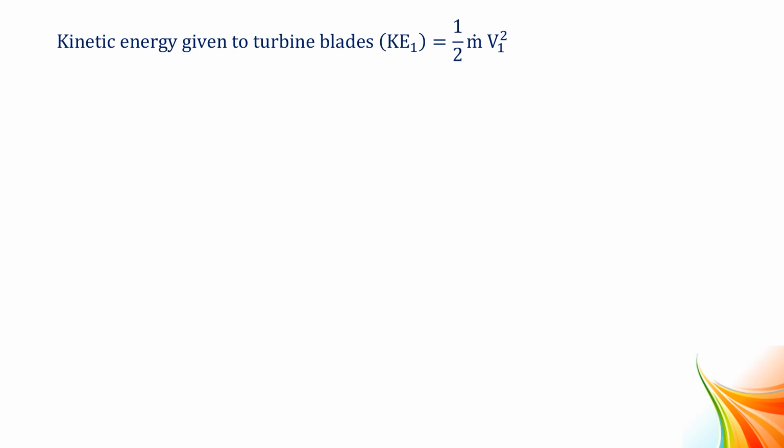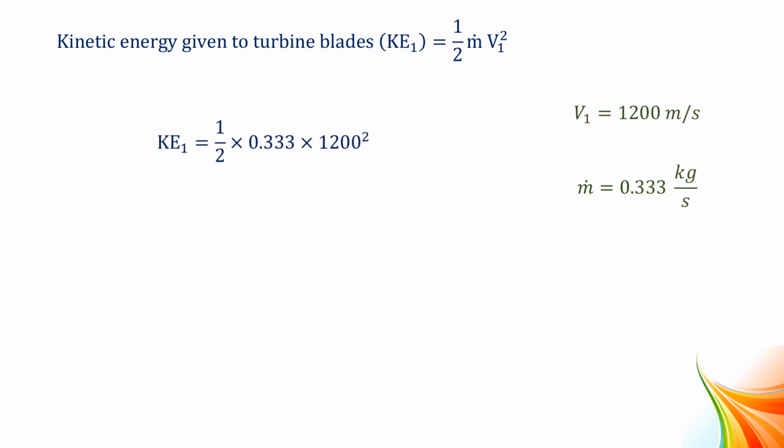For calculating the diagram efficiency or blade efficiency, we have to know the value of KE1, the kinetic energy given to the turbine blades. KE1 equal to half into m dot into V1 square. The m dot and V1 values are given in our problem. Substituting both the values in the kinetic energy equation, we get KE1 equal to 239760 watts, or kinetic energy KE1 equal to 239.76 kilowatts.